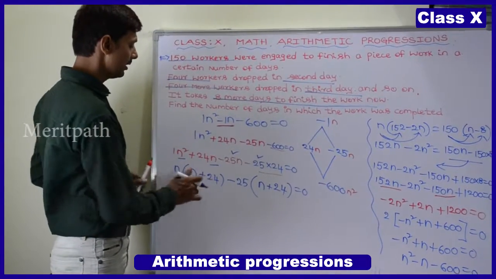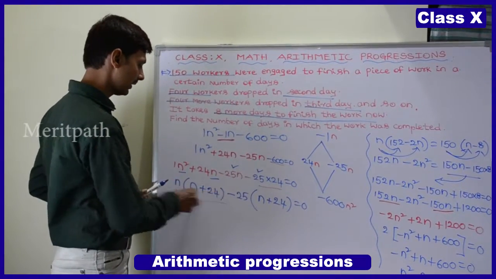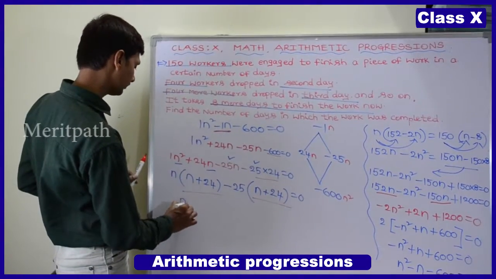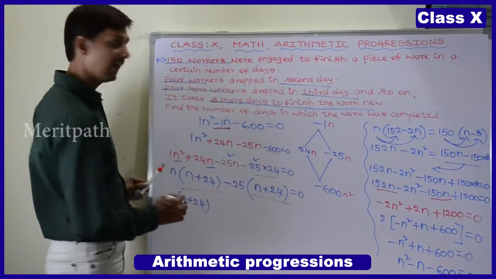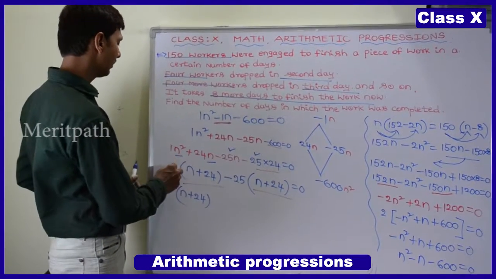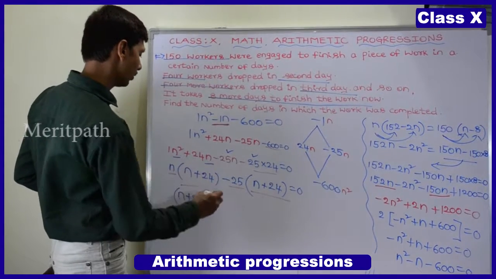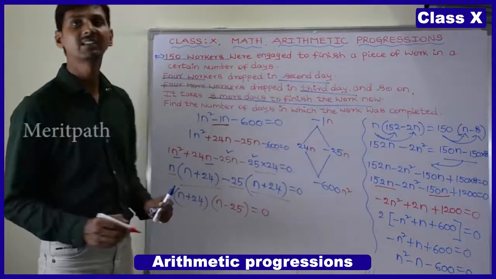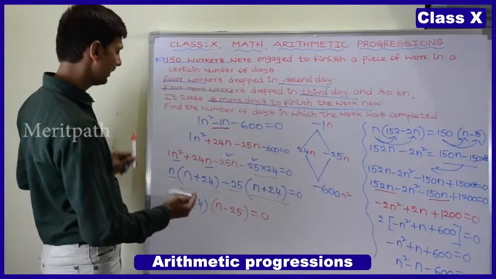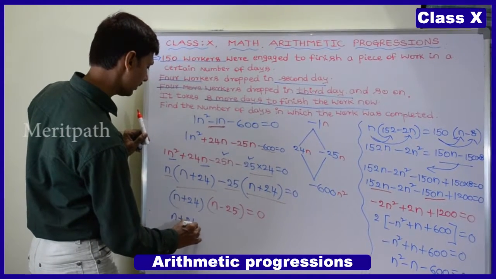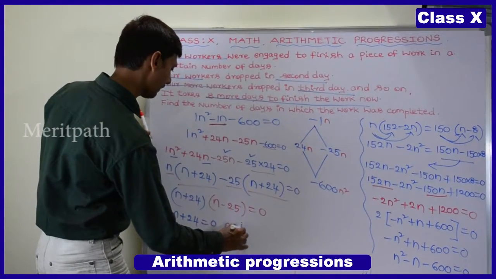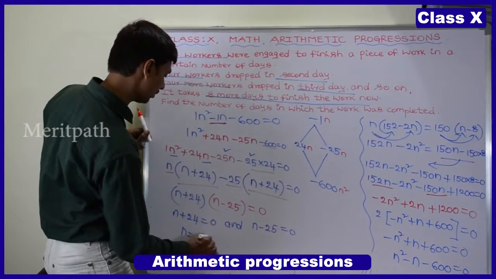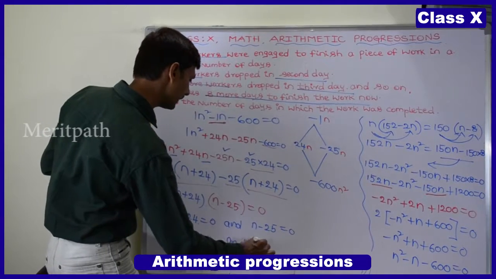So here we can observe there is a common of n plus 24. Take the common of n plus 24. Then if we have taken n plus 24 in common, then we will be getting n minus 25. So n minus 25 equals to 0. So when we equate these two values to 0, then we will be getting n plus 24 equals to 0 and n minus 25 equals to 0. This is n is equals to minus 24 and n is equals to 25.